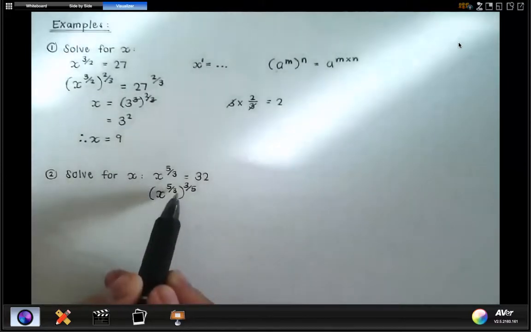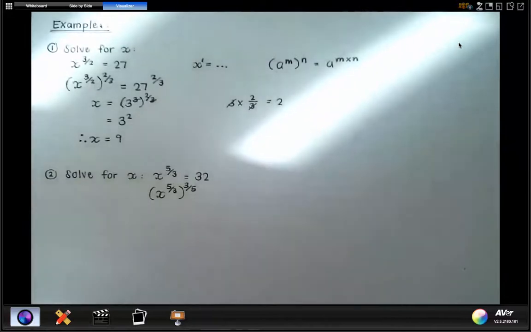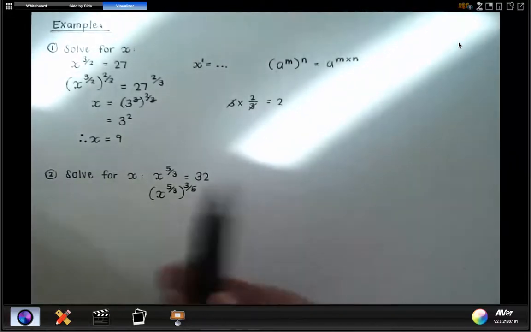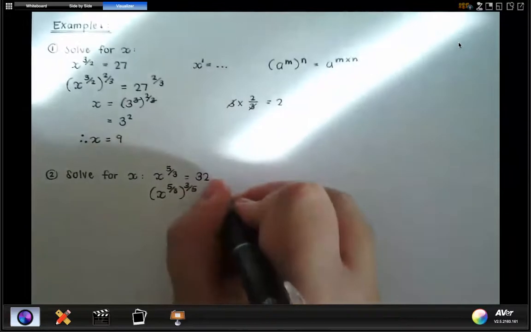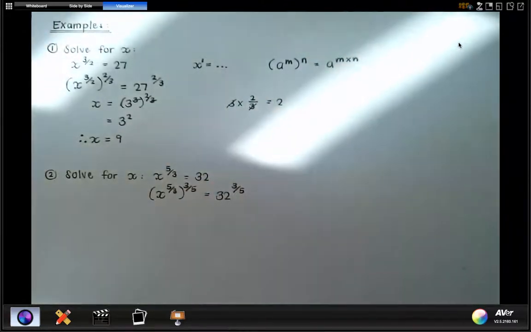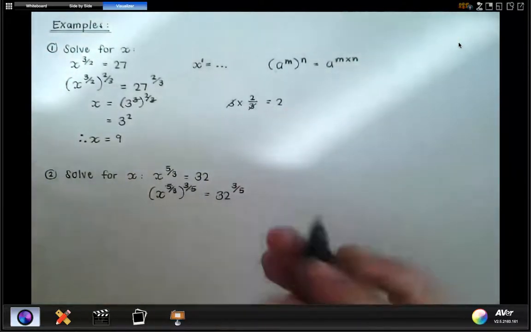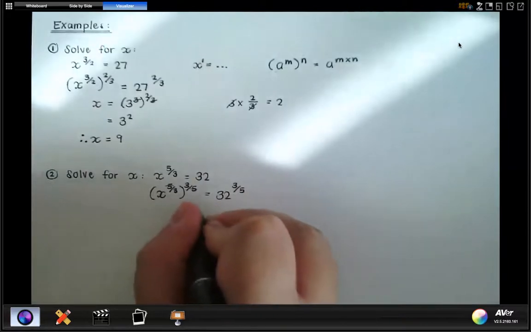So if you have 5 over 3, then the reciprocal of that would be 3 over 5. Okay, so that's what we're going to have to raise it by every time. And then we get 32, and that we now also have to raise to the power of 3 over 5. Now the 5's cancel out, the 3's cancel out. We're left with x to the 1, which is just x.